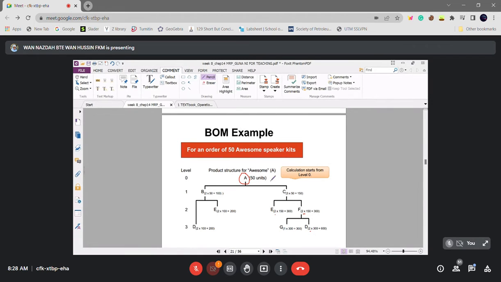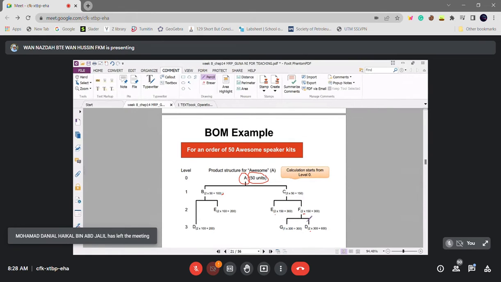All right. So if you require 50 of A, how many Bs do you need to prepare? That is 2 multiply 50 equals 100. So 50 As require 100 Bs, 150 of C, and so on.